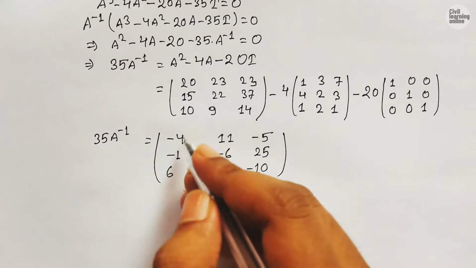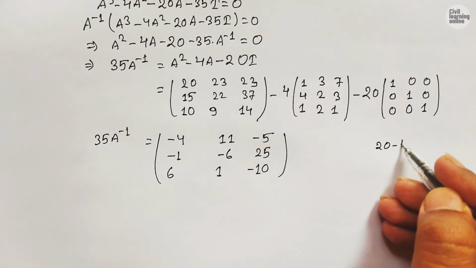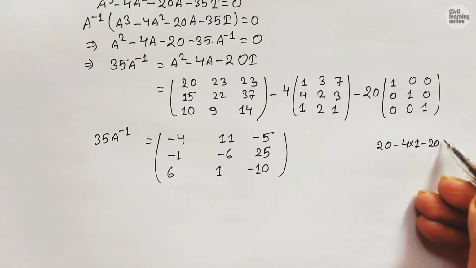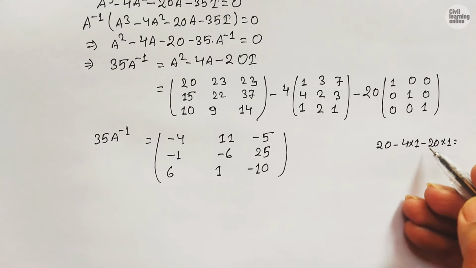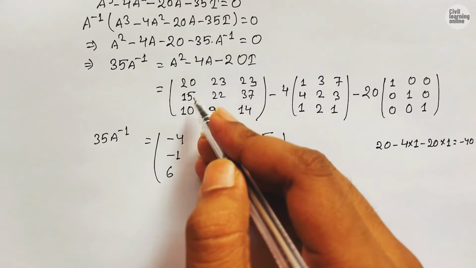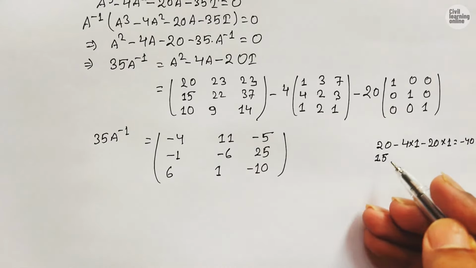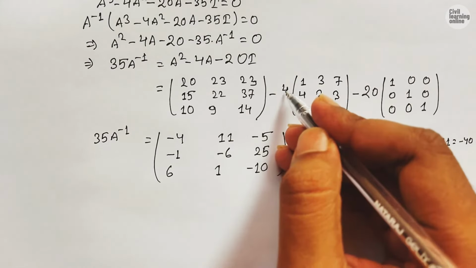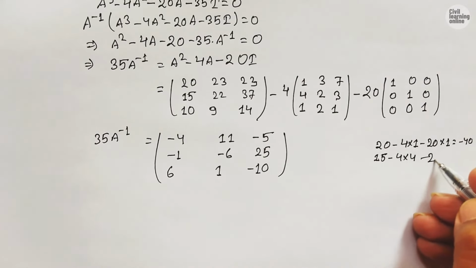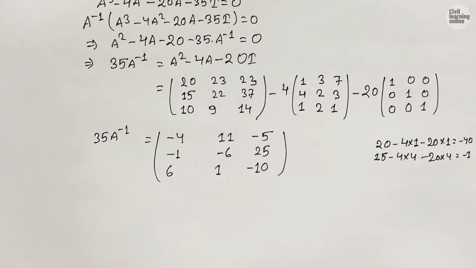How did we get this minus 4? See here, we have the first element as 20 minus 4 times 1, minus 20 times 1. We will get minus 4. I hope you understood. Now for this element, let me show you. For this element we have 15 here. We have to subtract corresponding elements only. 15 minus 4 times 4, minus 20 times 0. We will get minus 1 on solving this. This is how we got the value of each and every element.